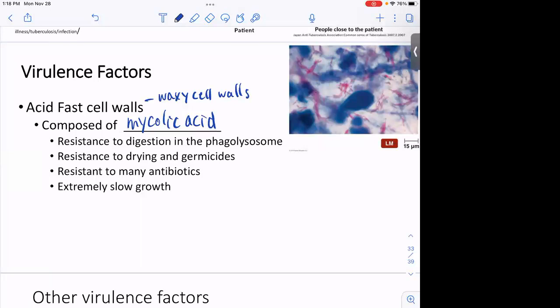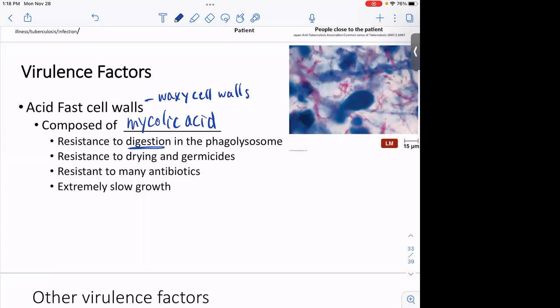So some special properties that gives the organism. These are organisms that actually will live quite happily within macrophages. So they often will allow themselves to be phagocytized by the macrophage, but then they don't get digested when the lysosome fuses with that phagosome, again, because they have this nice cell wall that just makes them quite impermeable to some of those enzymes in the phagolysosome.